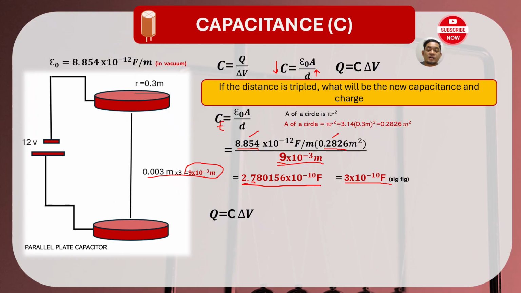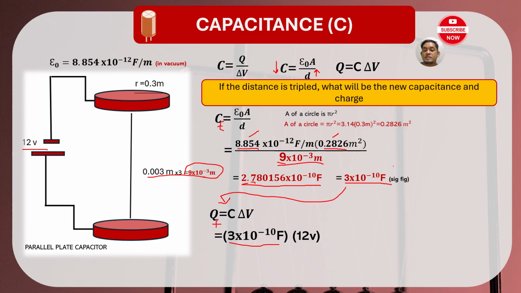And the final charge, or the new charge. Of course, since the plates are getting away, the capacitance becomes lesser, so it can store lesser charge. We will expect that to happen. So we will substitute this sig fig based answer for our capacitance and then multiply by still 12 volts. It's 3 times 10 raised to negative 10 farads.